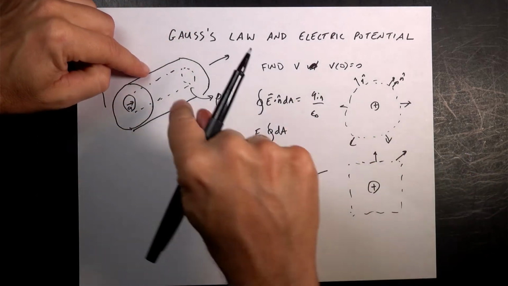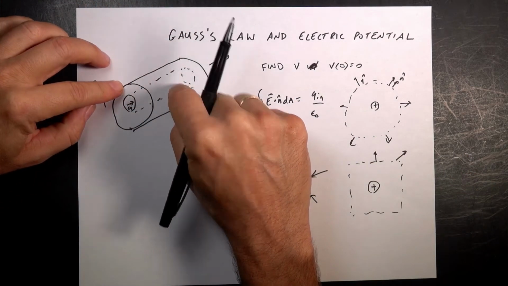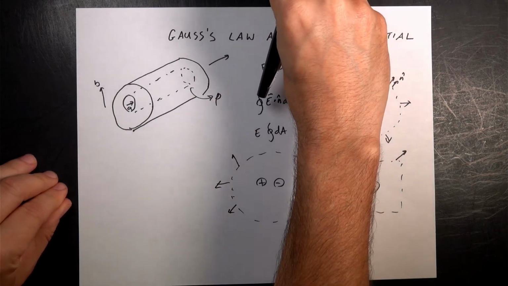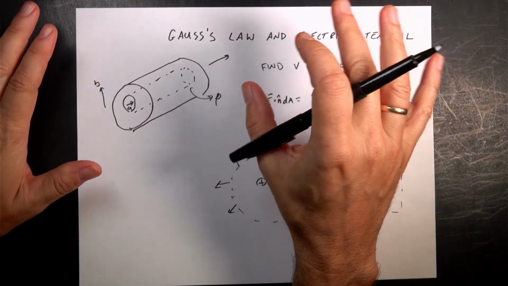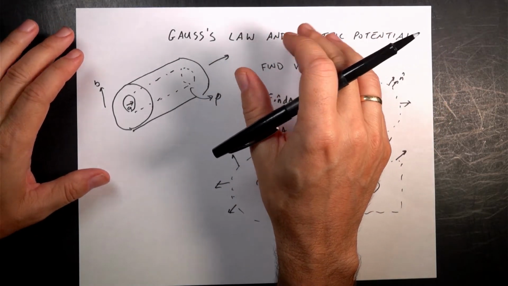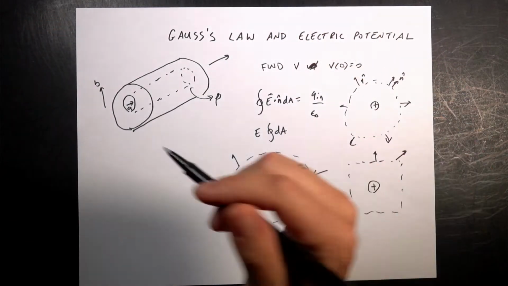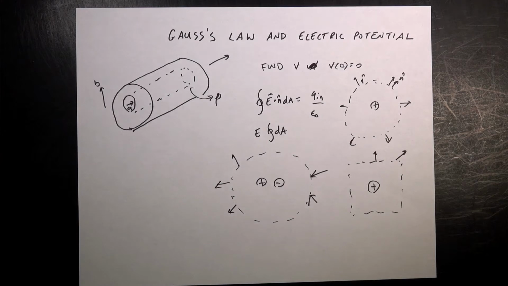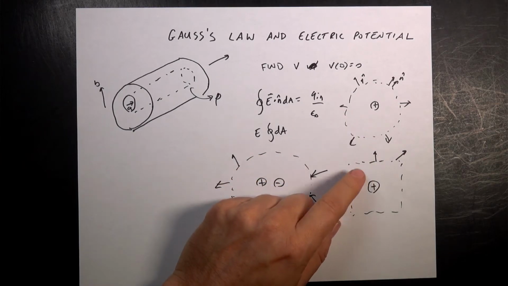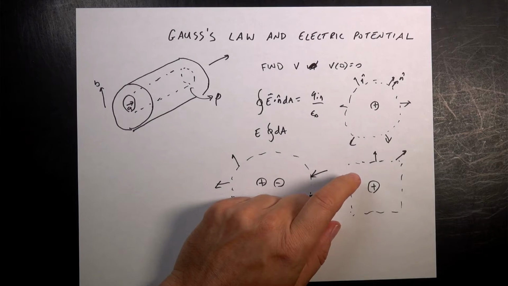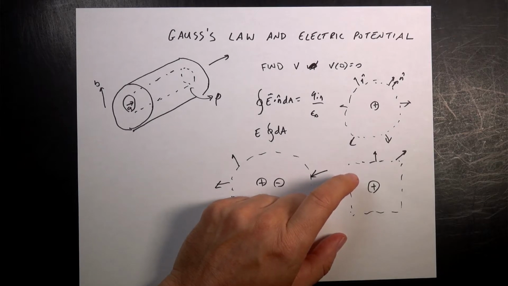Okay, so let's do this. Let's assume that if this is infinitely long, then the electric field always points radially outward if it's a positive charge. So we're making an assumption about the field. Now we can find out something about the magnitude of that field using Gauss's law. But we have to choose an appropriate shape. If I choose a bad shape like this, I'm not going to get anything useful out of it. So let's choose a useful shape.